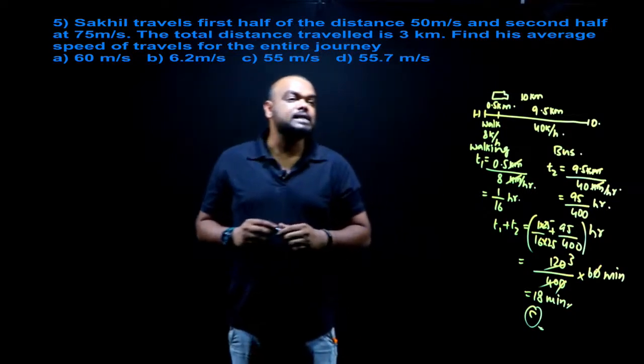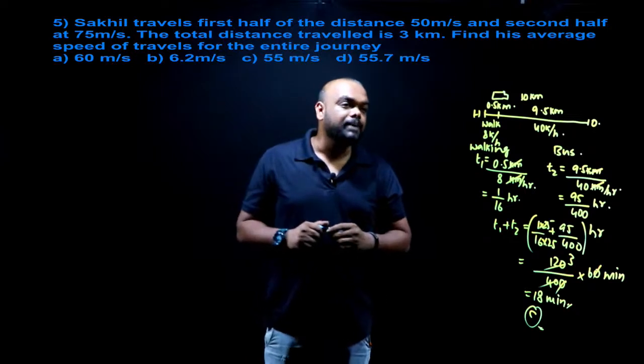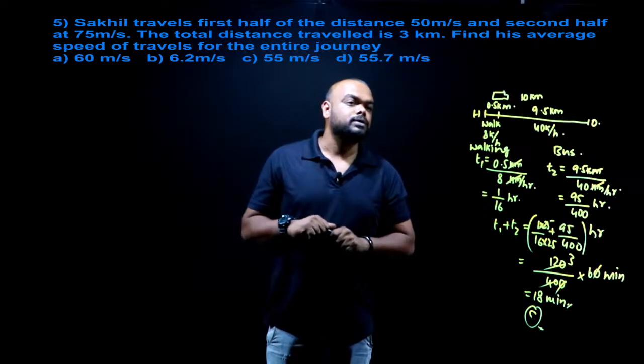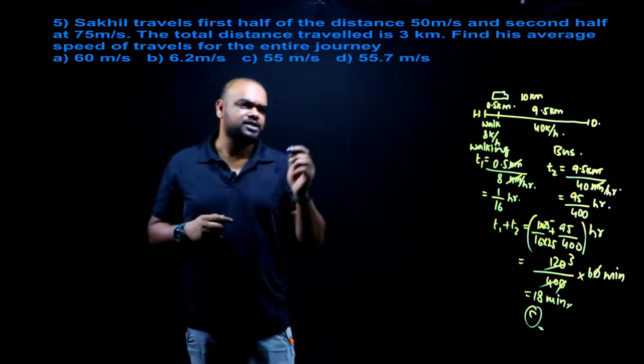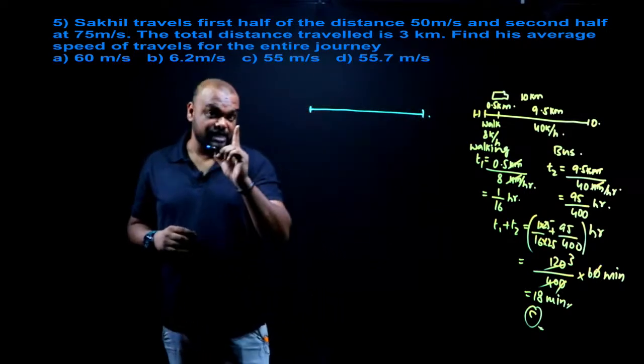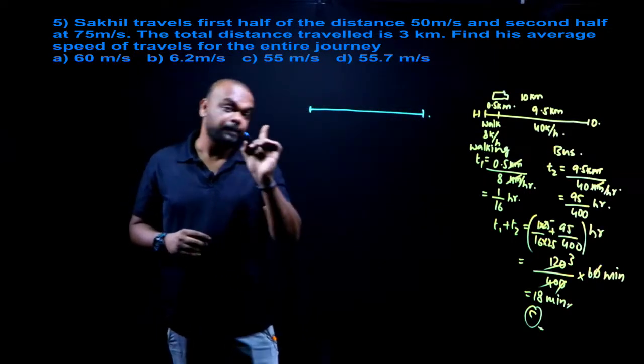A cycle travels the first half of the distance at 50 meters per second and the second half of the distance at 75 meters per second. The total distance traveled is 3 kilometers. Find the average speed for the entire journey. Very simple question. Once again, an average speed question. I gave you 2 formulae in the previous class.